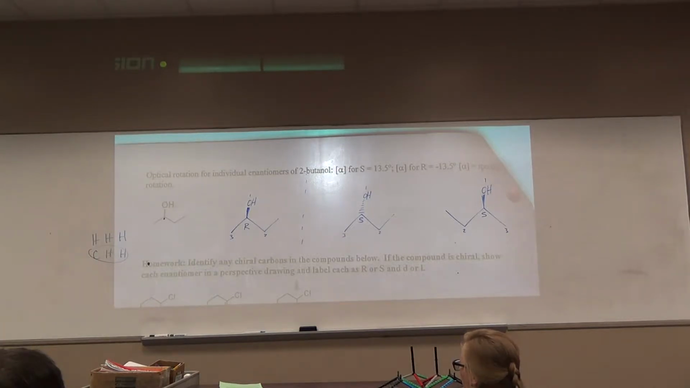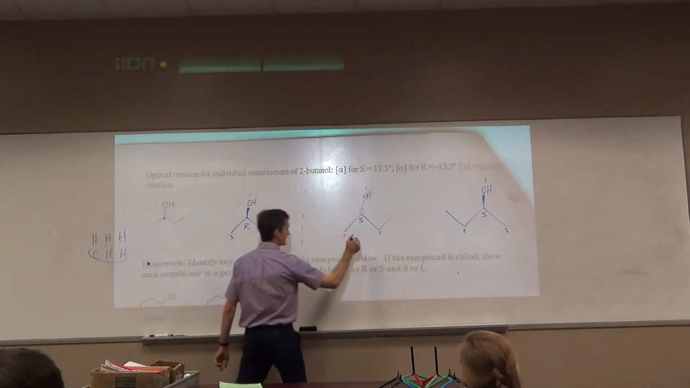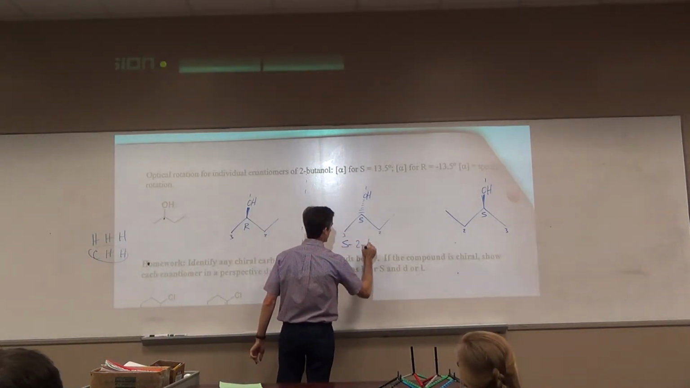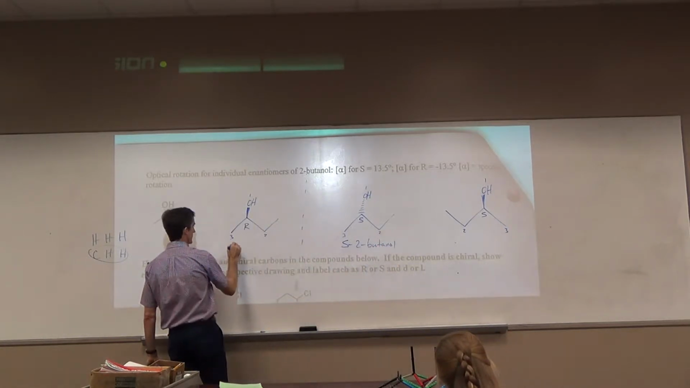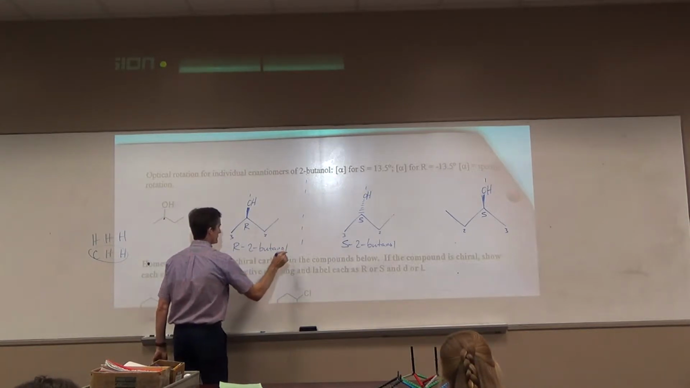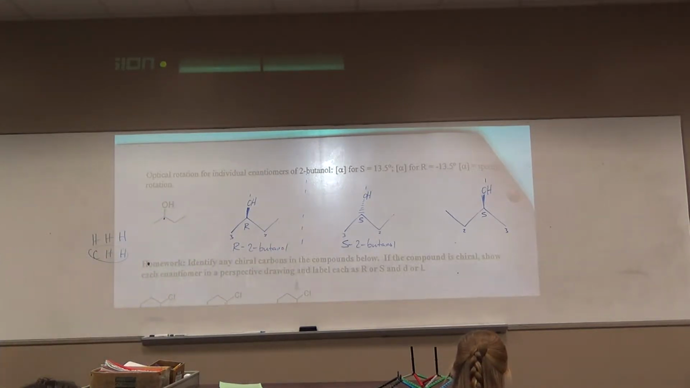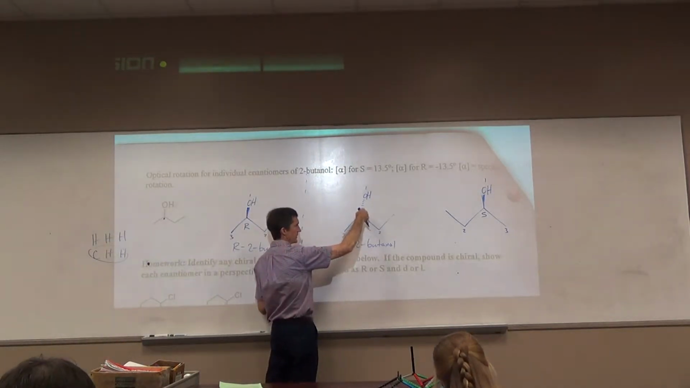Stereoisomers all have the same name, they just differ by some stereochemical descriptor. This is S-2-butanol. So is that. What is this? R-2-butanol. Yes. Okay, so we introduced how to determine R and S when the low priority group is coming forward.